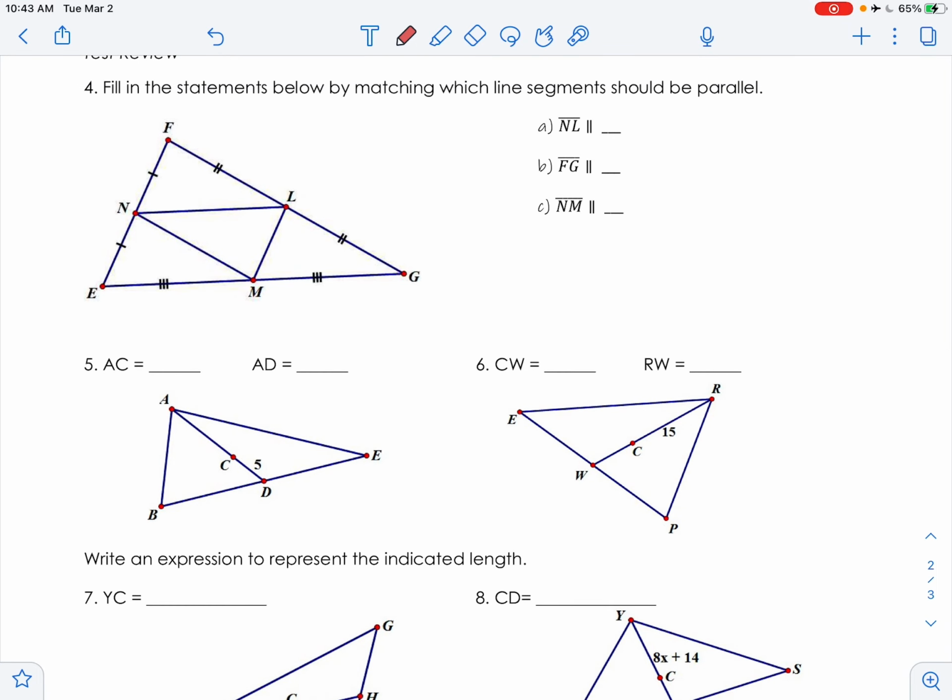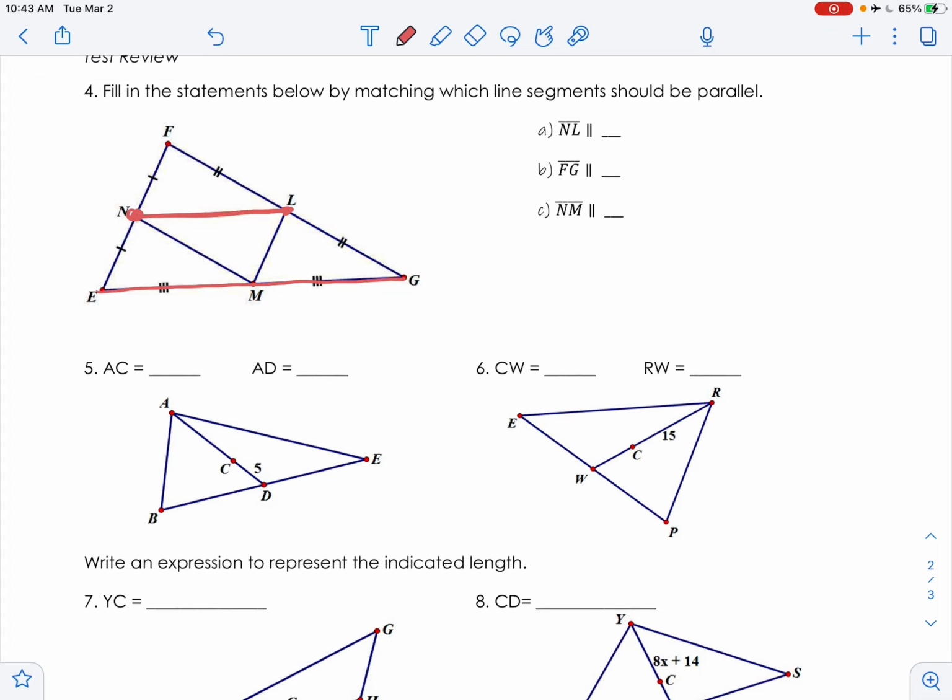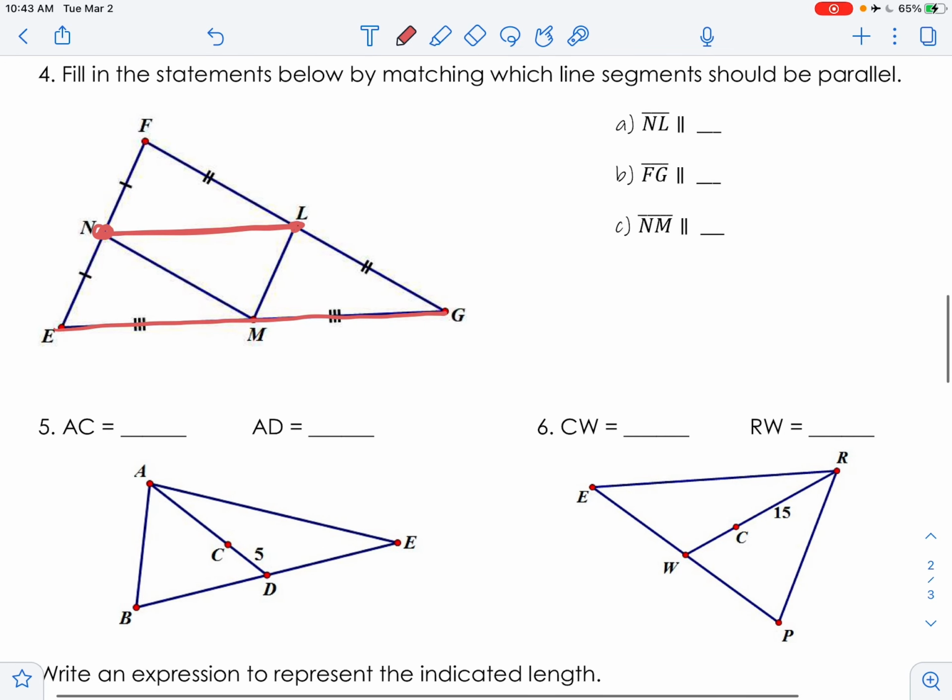Number 4 here says to fill in the statements below by matching which line segments should be parallel. Remember, the mid-segment is always parallel to the side it does not touch. So for the first one, A, I'm looking at mid-segment NL right here. Point N is on the side of the triangle labeled FE. And point L is on the side of the triangle FG. So what is the only side that we don't touch with this mid-segment? It would be the side right here, EG. And so therefore, I can say that line segment NL is parallel to line segment EG.